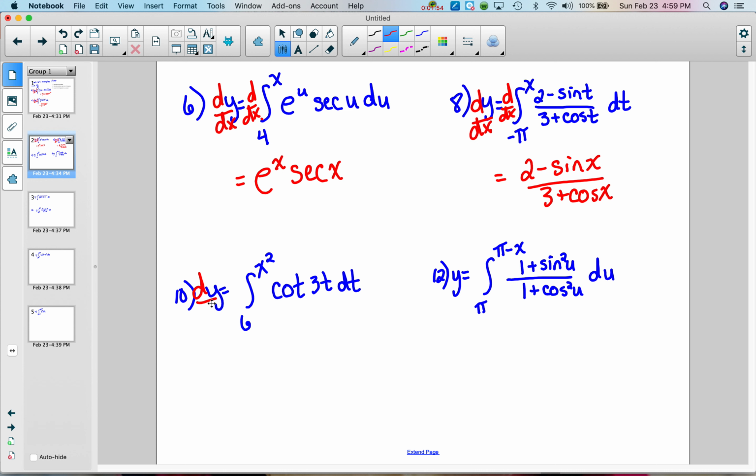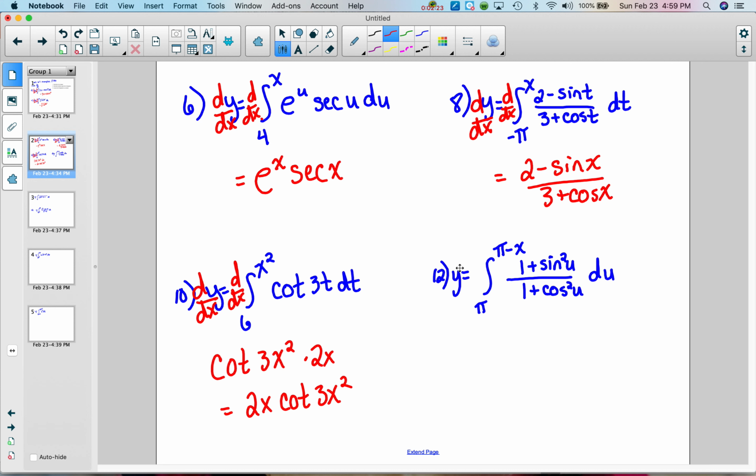Next one, derivative of an integral. Okay, now the lower limit is a constant, so that's good, but notice this is not just an x. We're still going to plug in the x squared. So we get cotangent 3x squared, but then we have to take the derivative of this, which is 2x. So then my answer is 2x times cotangent 3x squared.